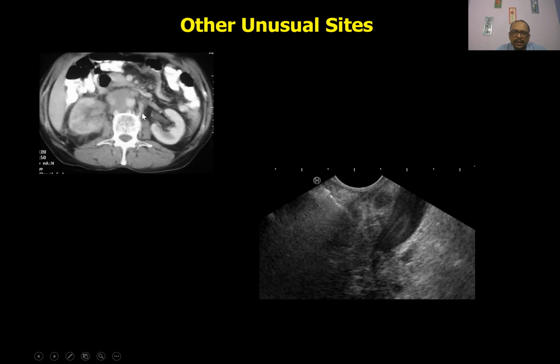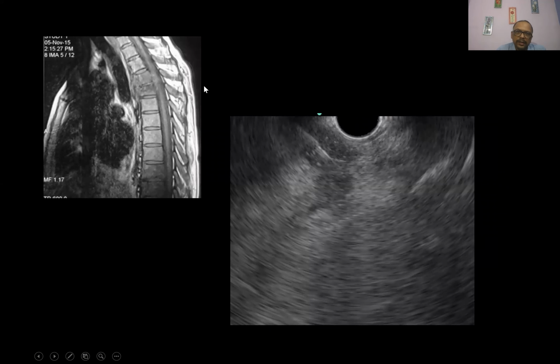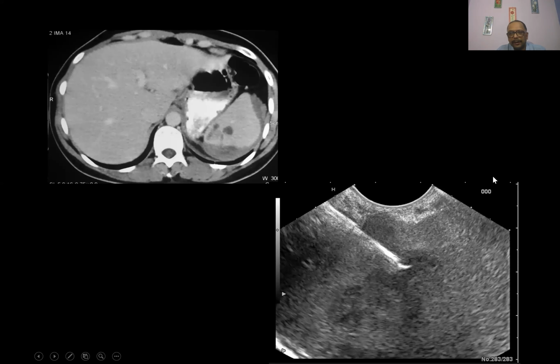Similarly, other unusual sites, like this patient has an IVC tumor identified on CT. CT-guided biopsy could not be done because of the overlying bowel and vasculature. On EUS, we could identify this perivascular tumor, on which 22-gauge needle sampling was done and proven to be leiomyosarcoma. Similarly, here is a patient who had come with dysphagia and backache. MRI showed it to be a collapse of vertebra with a prevertebral abscess, and on EUS we could identify the abscess and a prevertebral lesion, which was identified to be tuberculosis on EUS FNA.